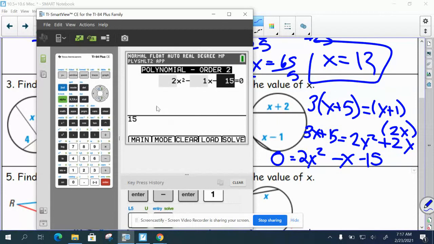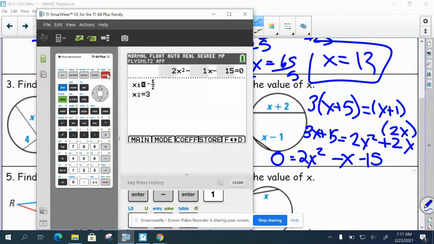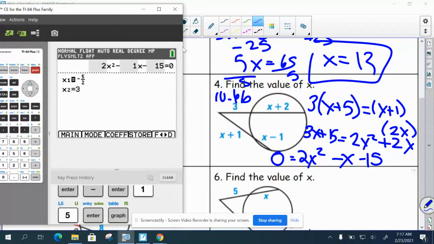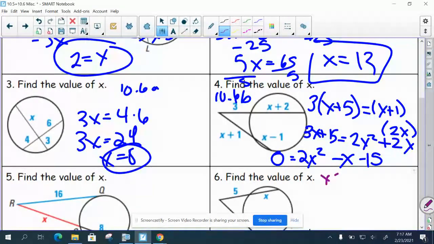So to click solve, you would press the graph button. So the solutions are -5/2 and 3. That's how you solve a polynomial on your graphing calculator, if you don't want to factor it. Because this is like 2x, so this isn't an easier one to factor. So our answers then are x equals -5/2 and x equals 3.